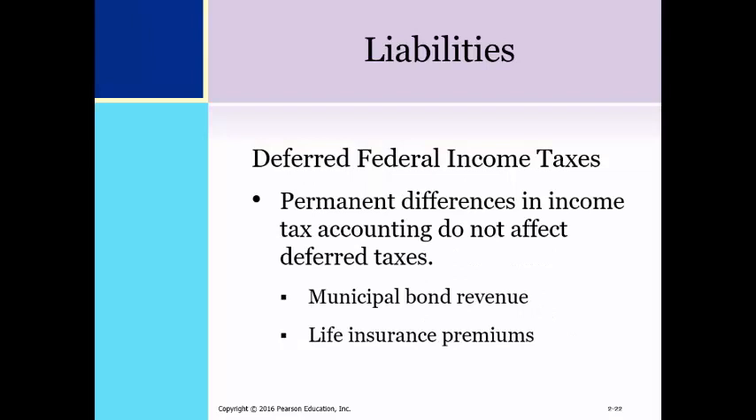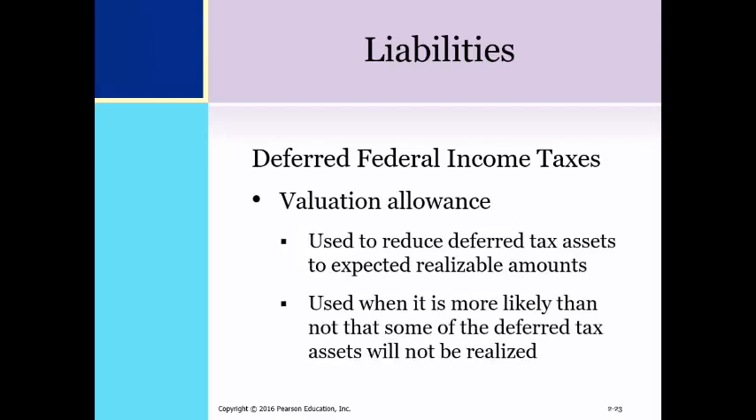There are also permanent differences in the tax and financial accounting rules that will not reverse. Some examples of these are municipal bond revenue and life insurance premiums that are not taxable or deductible on the tax return, but are reported for financial accounting purposes. Since some temporary timing differences result in deferred tax assets, a valuation allowance is sometimes required to reduce the deferred tax assets to their expected realizable amounts.